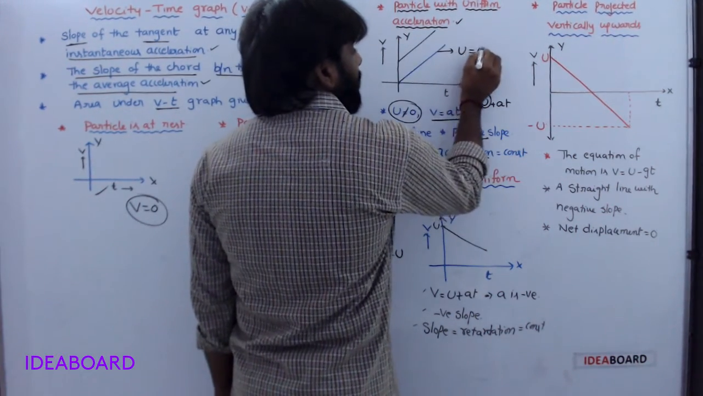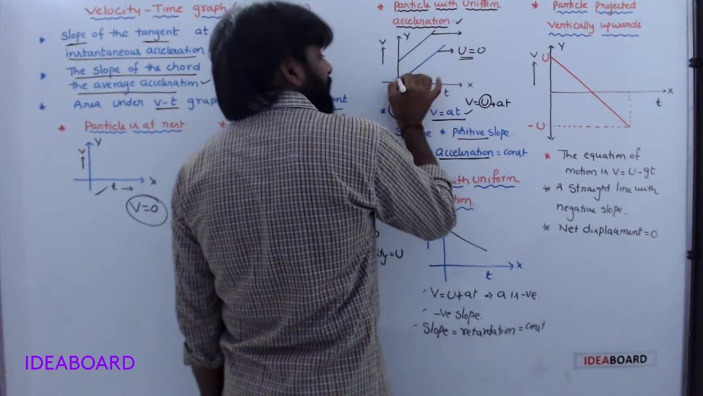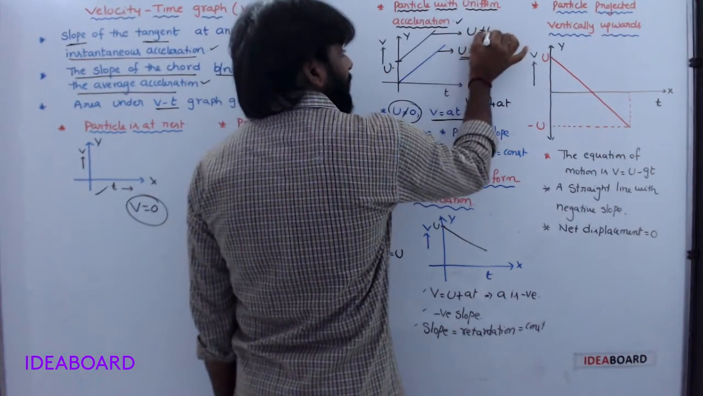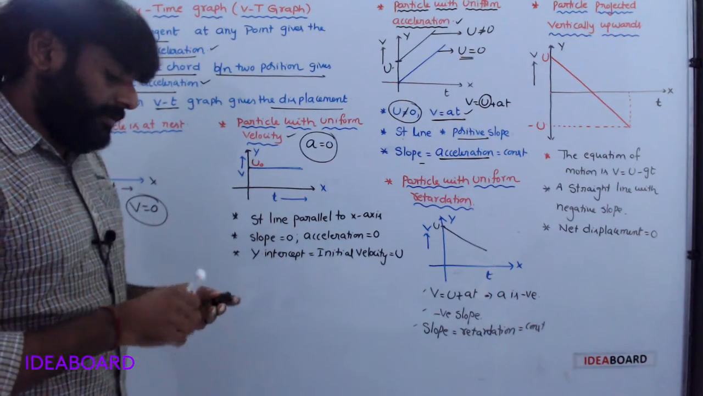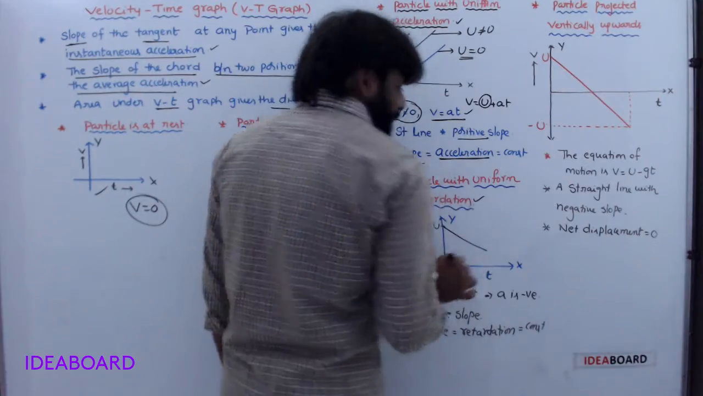If in case initial velocity is not equal to zero, the graph is this one. This one is passing through the origin, meaning initial velocity is zero. This one is not passing through the origin, which means initially it has some velocity. Initial velocity is not equal to zero. Understood?